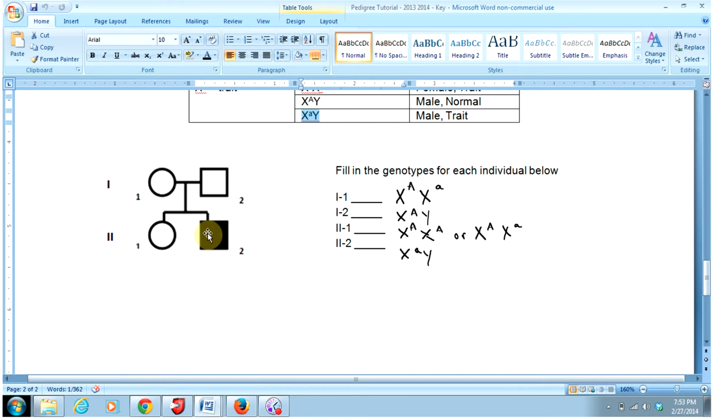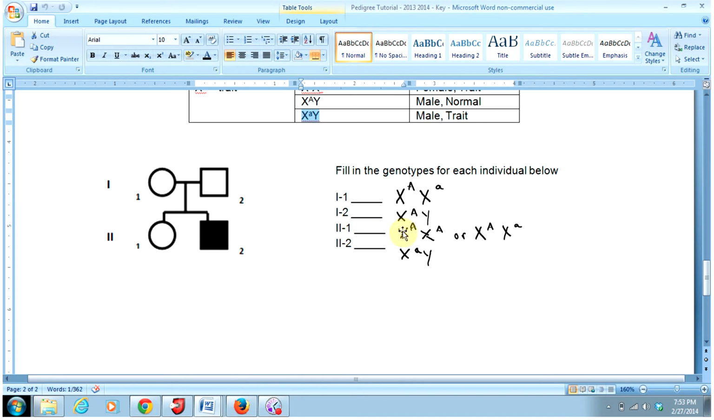This male gets his Y chromosome from his father, and he gets his X chromosome from his mother. So though his mother has 1 normal allele, X big A, she also has to carry the recessive little a, the trait allele, in order to give it to her son. The father does not show the trait, so we know his genotype is X big A Y. He's normal.